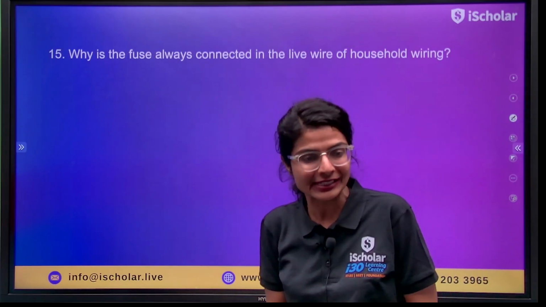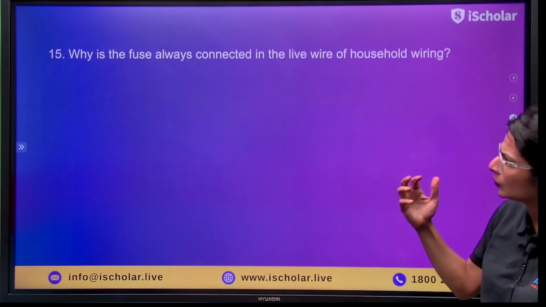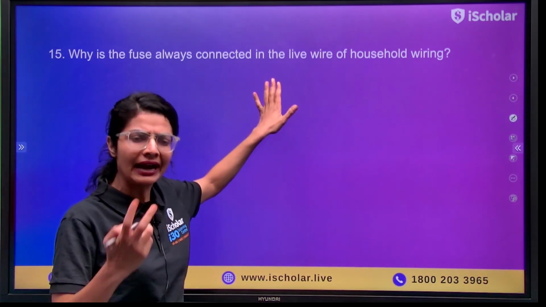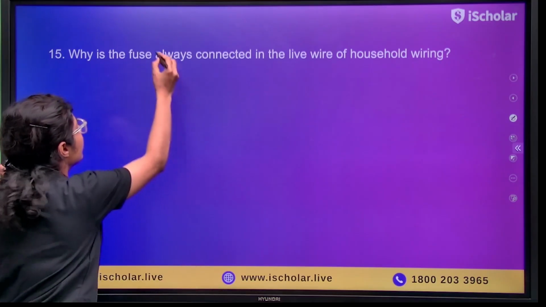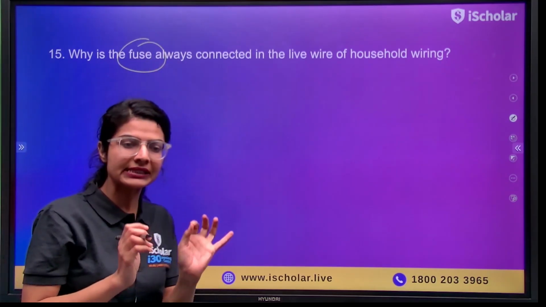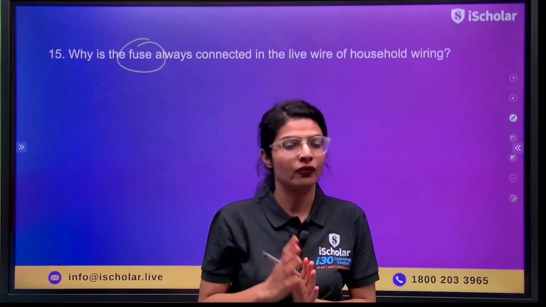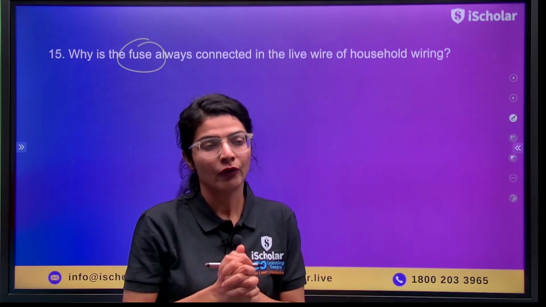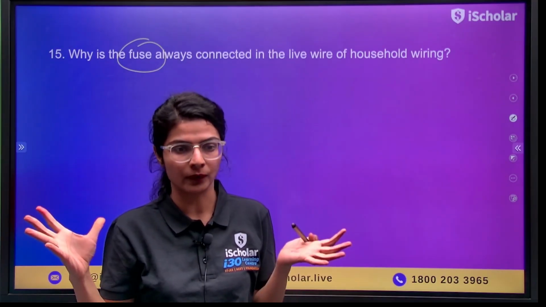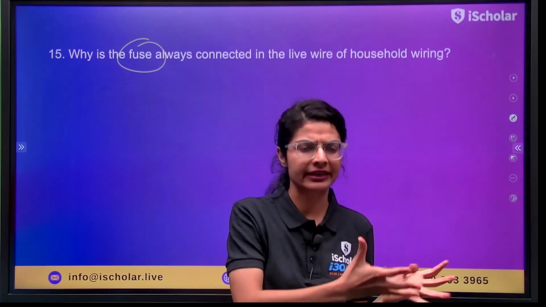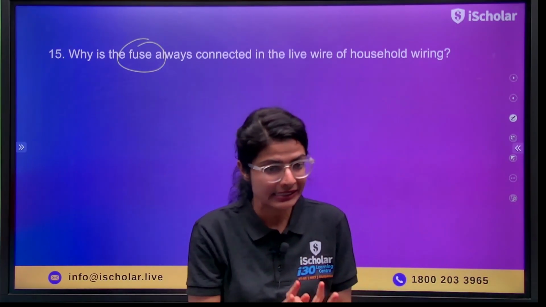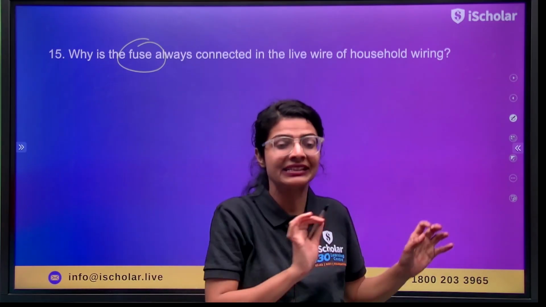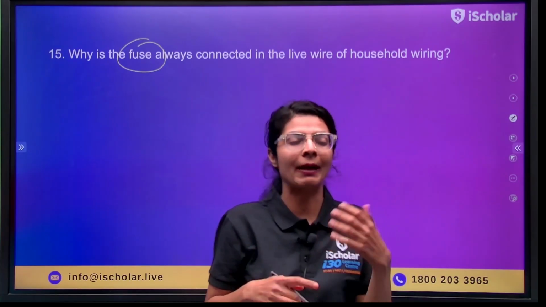The next question is, why is fuse wire always connected in the live wire? First we'll understand what a fuse is. A fuse is a safety apparatus which is connected in our homes. When an immense amount of current flows, or when the circuit is short circuited for any reason, and the current constantly goes in the same way, this will definitely damage our home appliances.